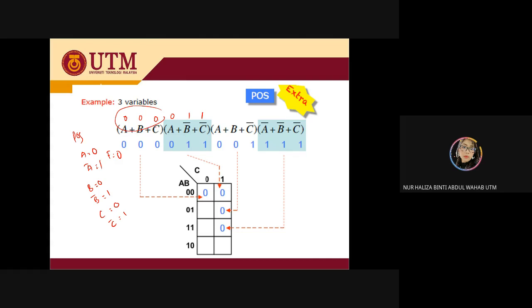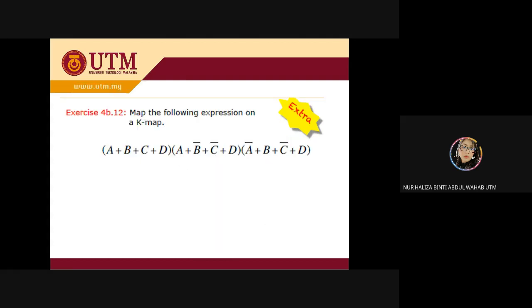So 0, 0, 0. It will be 0. Why 0? It is a POS. And you map all the binary values to your K-maps and you finish and complete it. So next, map the following expression. This one is also similar, but this one is SOP.